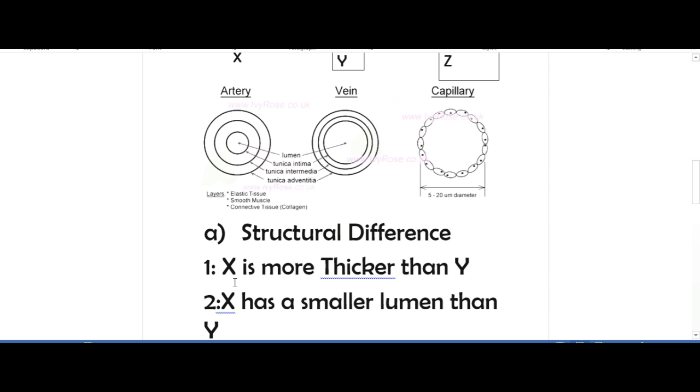And the second is that the artery has a smaller lumen than Y. The artery has a thicker wall than Y because it needs to hold a lot of pressure. X needs to be thick because it receives blood from the heart, which is coming in at high pressure, so it has to cope with the high pressure so it won't rupture.